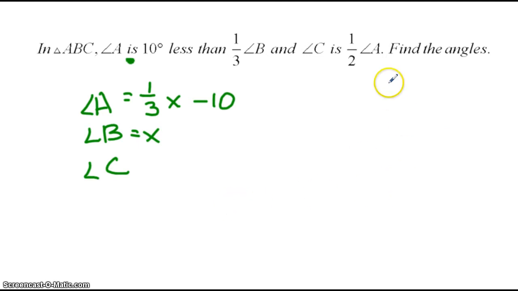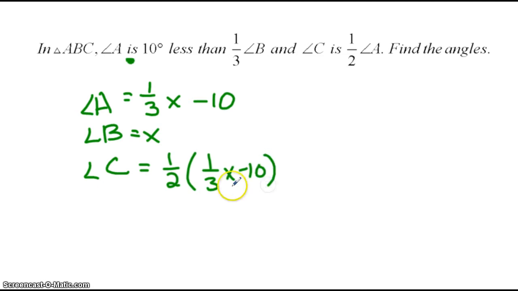All right, angle C is 1/2 of angle A. Now that's complicated because I already have this somewhat complicated expression for angle A. But that's okay, we can do half of it. So we're going to do 1/2 times the quantity 1/3 x minus 10. And just to get this over with, I am going to distribute in that 1/2. So I get 1/6 x minus 5.